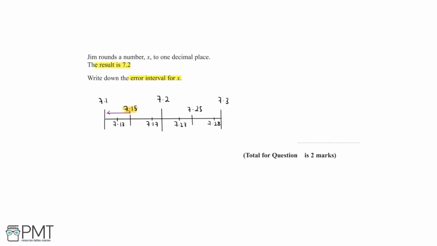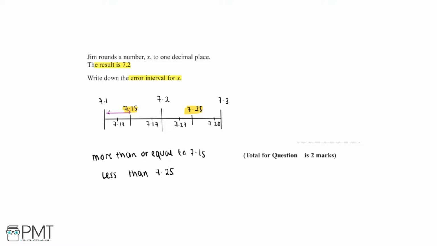But now we can also see on the other side that we have 7.25. Now when 7.25 is rounded to one decimal place, it will round to 7.3. So even though 7.25 will round to 7.3, 7.24 or 7.249, or all of these numbers in between 7.2 and 7.25 will all round down to 7.2 to one decimal place. So we can see that any number more than or equal to 7.15 or any number less than 7.25.